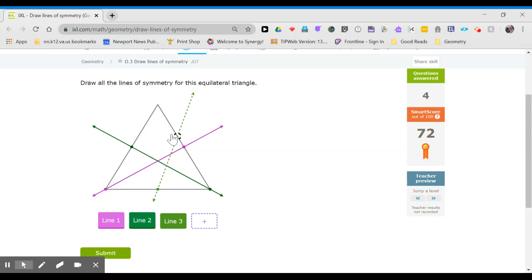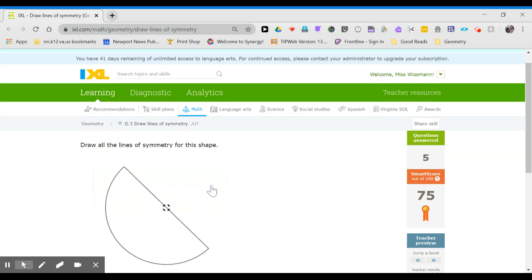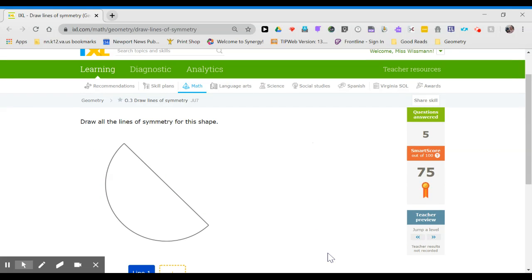If this is off by a little, like let's say it went here instead, or if it went here instead, you'll see they don't meet in the middle. So make sure for these shapes that the lines of symmetry all meet in the middle. And that is IXL O3.